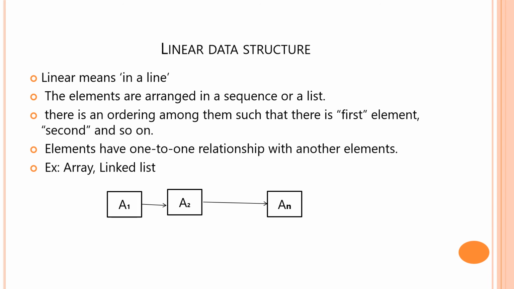Next is linear data structure. By linear, we mean in a line. The elements of a linear data structure are arranged in a line, that is, they form a sequence or a list. There is an ordering among them such that there is a first element, second element, and so on. These elements have a one-to-one relationship with other elements. For example, array, linked list, etc. As the diagram shows.